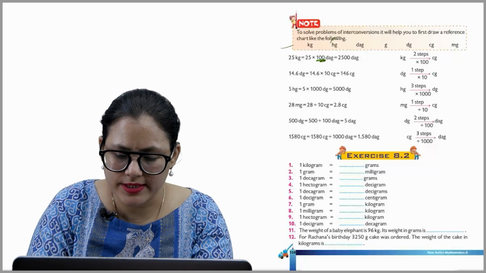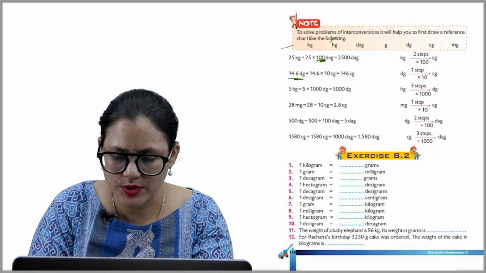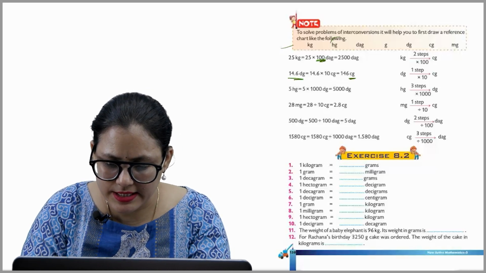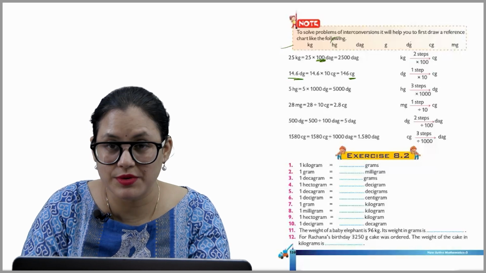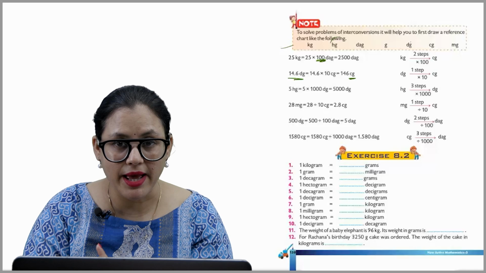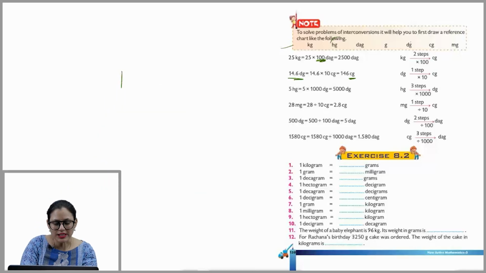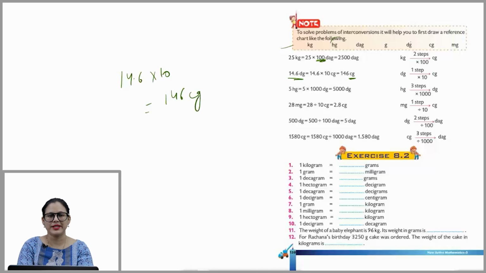Next, 14.6 decigram, you have to convert it into centigram. This is decigram, you have to convert it into centigram. Means you are going towards the right side. So, you will multiply by 10. So, 14.6 into 10 is equal to 146 centigram, right?